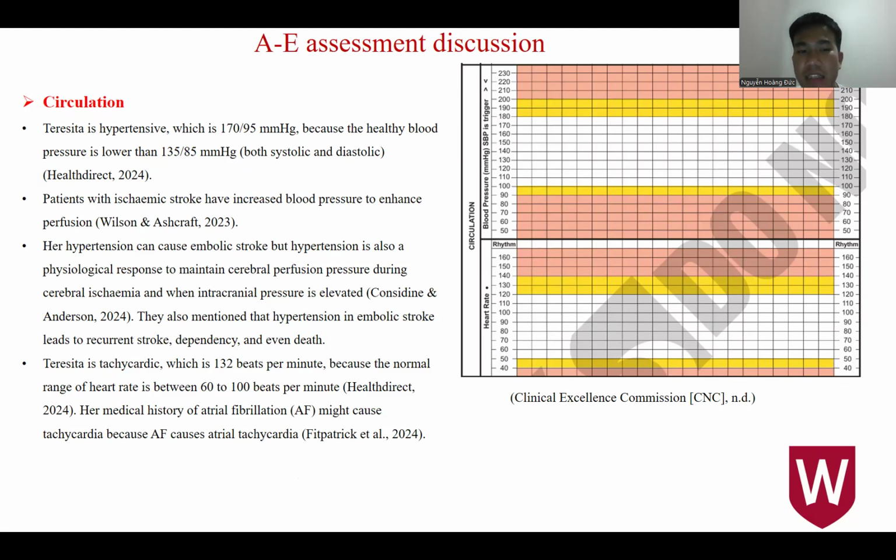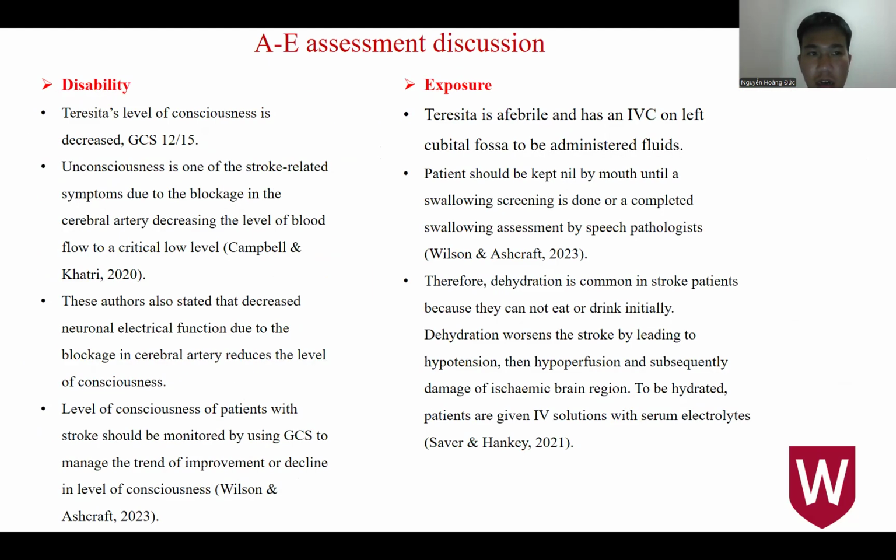Teresa is tachycardic, which is the heart rate is 132. So because the normal range of heart rate is between 60 to 100 beats per minute, a medical history of atrial fibrillation, which is AF, might cause atrial tachycardia, because the AF causes the atrial tachycardia.